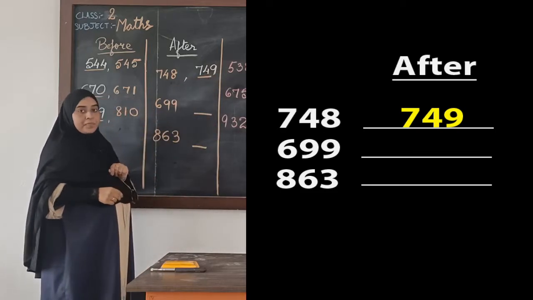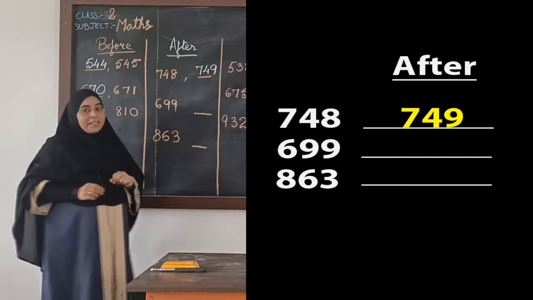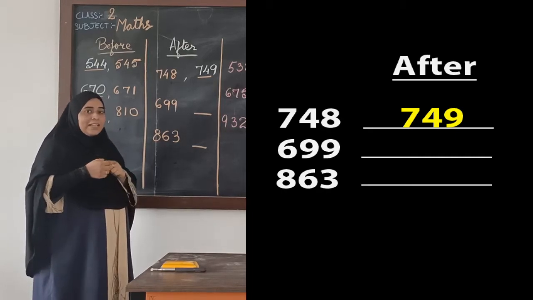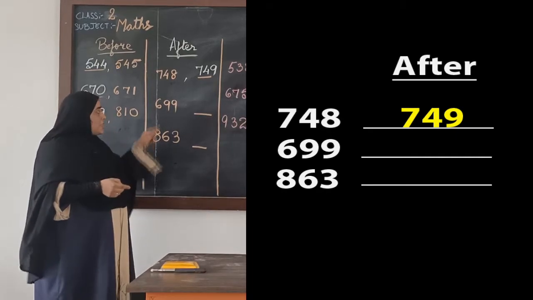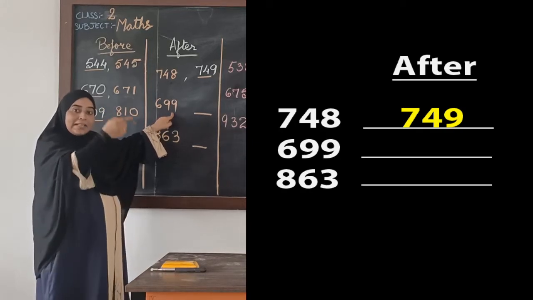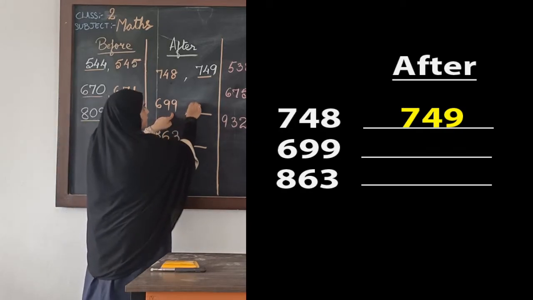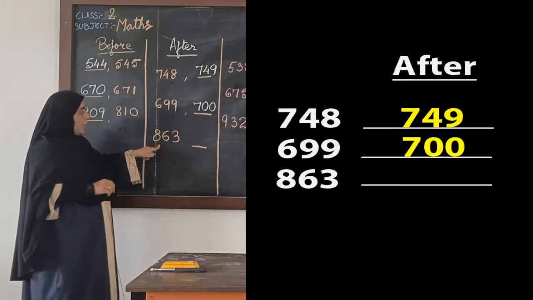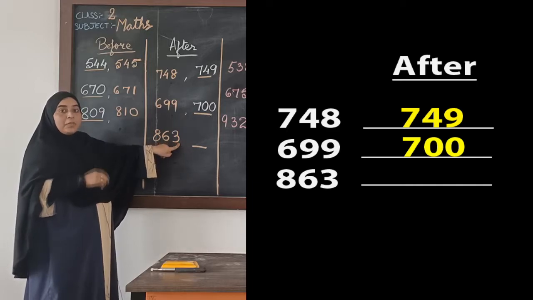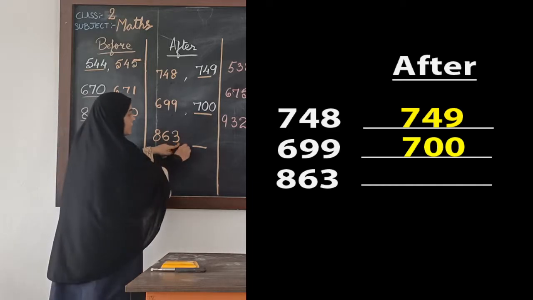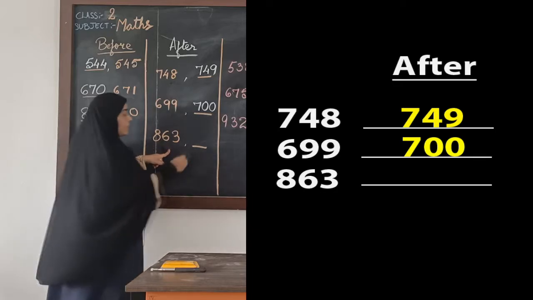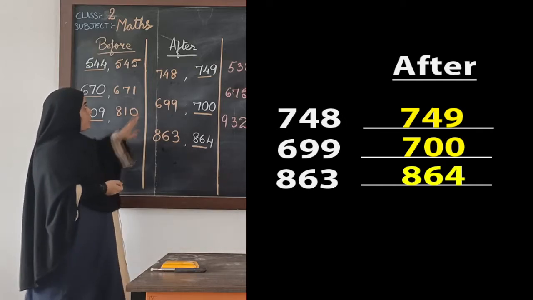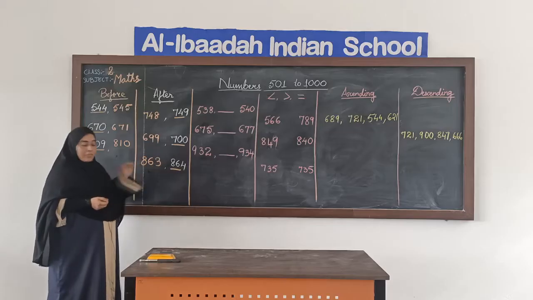Now same way over here. 699. What will be the number after 699? 99 and then the next 100, isn't it? So after 699, the number will be 700. Okay. Then 863. Now which is the next number? Can you guess? That will come after 863. It is 864. Okay. So I hope you have understood before and after numbers.